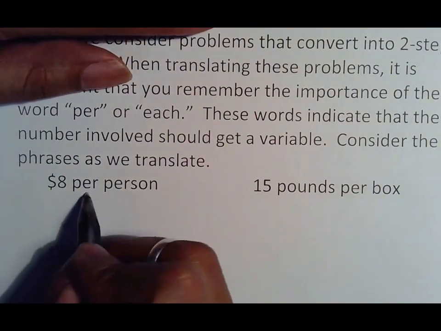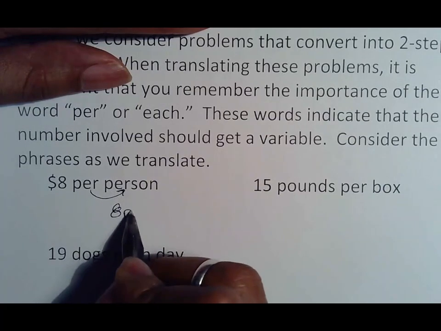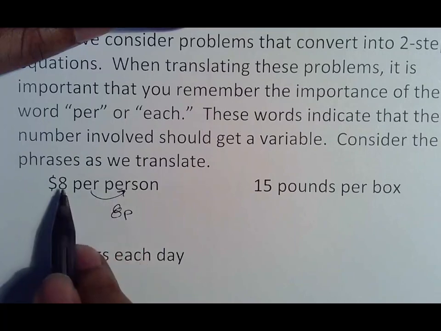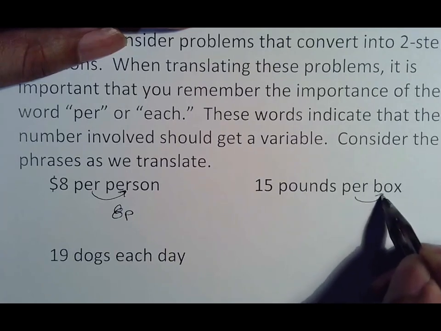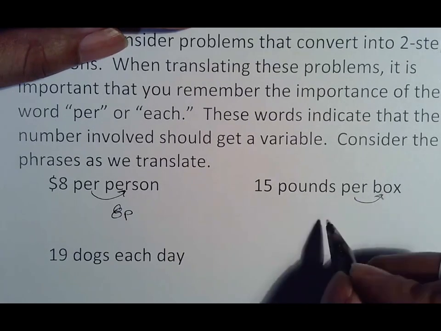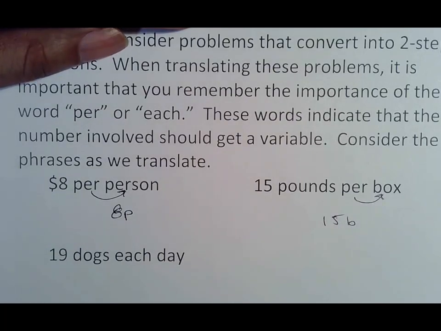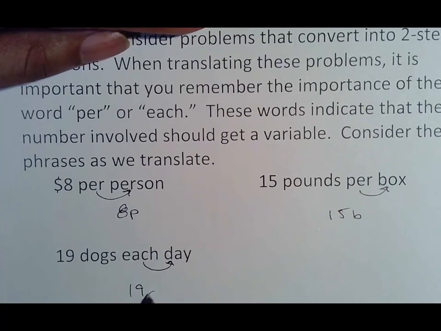$8 per person. Remember you consider per what? This is per person, so I would put 8 times p. Again, per means multiply, and you just attach whatever that variable would be to that number there. 15 pounds per box. Again, per box, means I would put 15 times the number of boxes, which would be 15b. 19 hot dogs each day. So we would put your 19 and then put d for day.